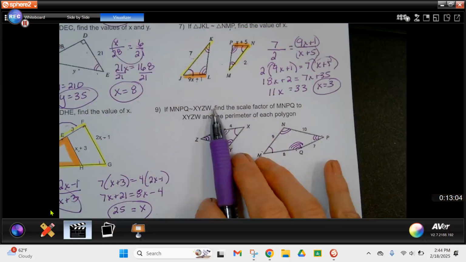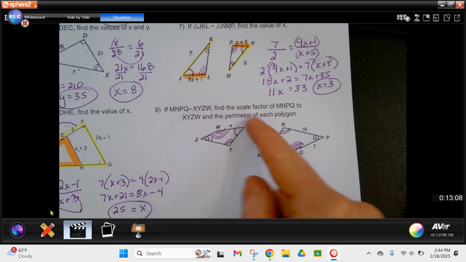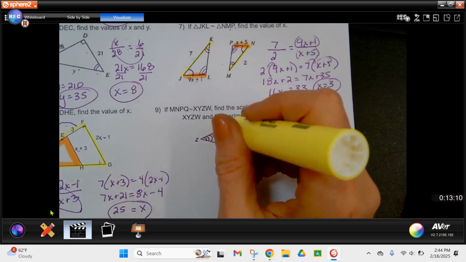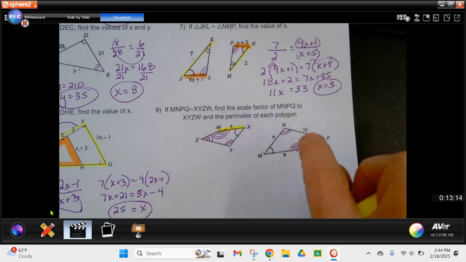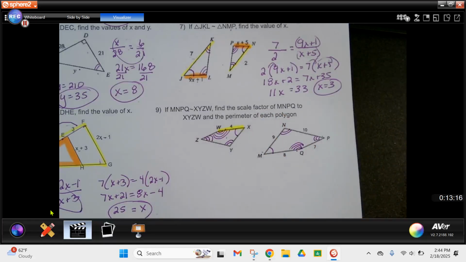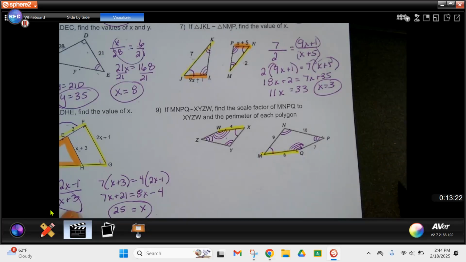So in order to find the perimeter, we're asked to find the perimeter of each polygon. I'm going to need to find the scale factor first. So I notice that this polygon only has one side measured, so 4. What side does that correspond with on this polygon? Well, it's between the 4 and the 1 tick mark, so it's going to be this one. So 4 corresponds with 8.